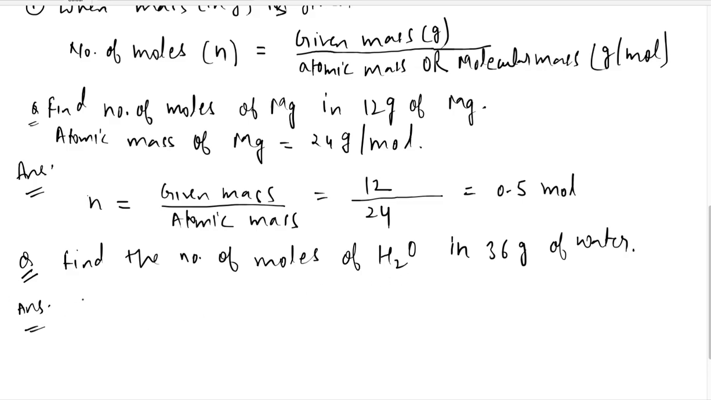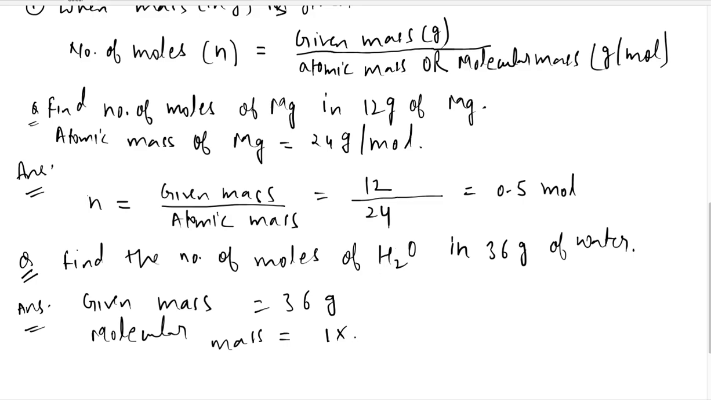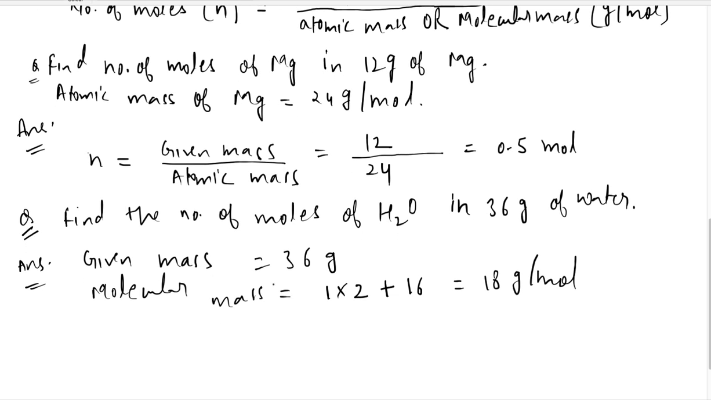So here the given mass is 36 gram, and the molecular mass, we all know the molecular mass of water, it is 18. Let me just show you how to calculate this. The atomic mass of hydrogen is 1 multiplied by 2, plus oxygen's atomic mass is 16. So that is why it is 18 gram per mole. So now we have both the values. We can just directly put it in the formula.